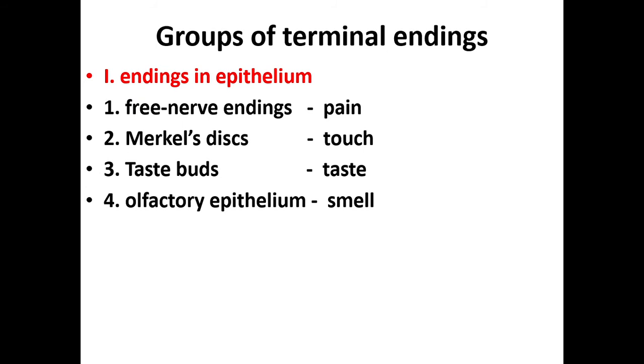We have groups of terminal endings in the epithelium. We have the free nerve endings for pain, the Merkel's disc for touch, the taste buds for taste, and the olfactory epithelium for smell. These are actually what we call the neuroepithelium of the body.